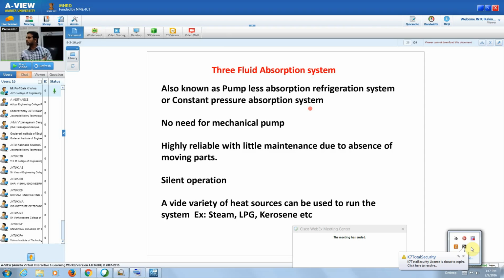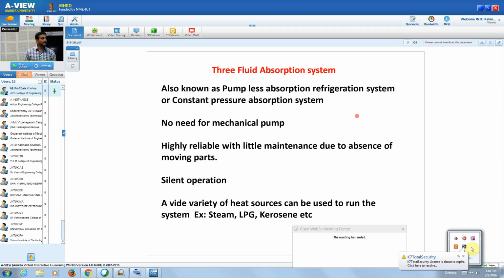Even in the vapor compression system, we use a compressor to compress the vapor. Therefore, there will be one place with a high pressure region and another place with a low pressure region. But here it is a completely constant pressure. Throughout the entire system, the vapor is maintained at a constant pressure. Therefore, it is called a constant pressure absorption system. And there is no need for a mechanical pump, therefore there is no need for mechanical energy or electrical energy.